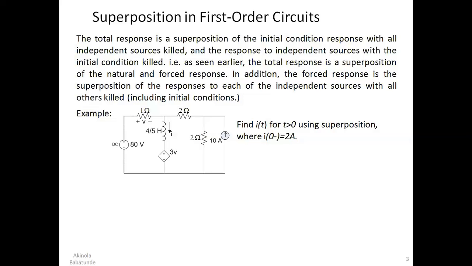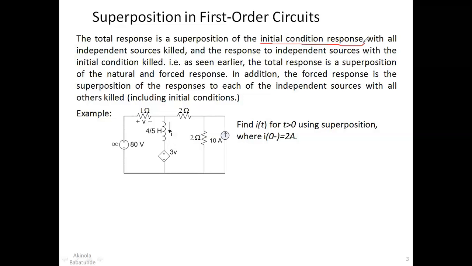Superposition in first order circuit. The total response is a superposition of the initial condition response with all independent sources killed, and the response to the independent sources with the initial condition killed.